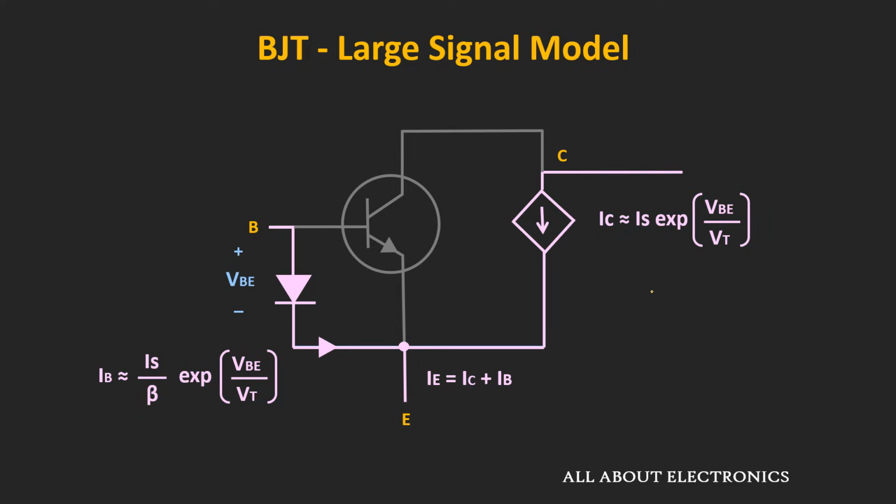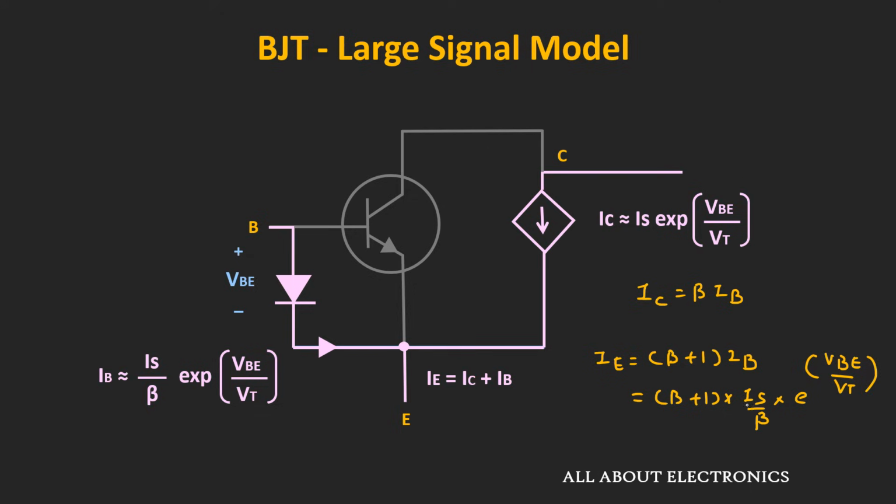And as you are aware, IC is equal to beta times IB. That means base current IB can be given as Is divided by beta times e to the power VBE divided by VT. And the emitter current is the summation of this collector current and the base current. That means emitter current IE is equal to beta plus 1 times IB. That means beta plus 1 times Is divided by beta times e to the power VBE divided by VT.